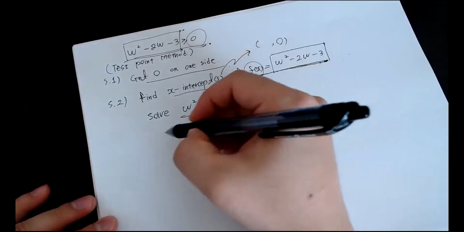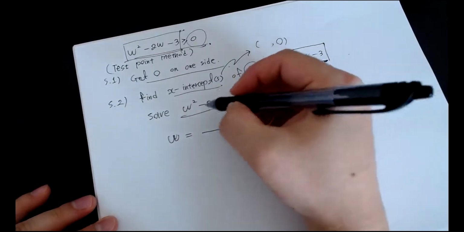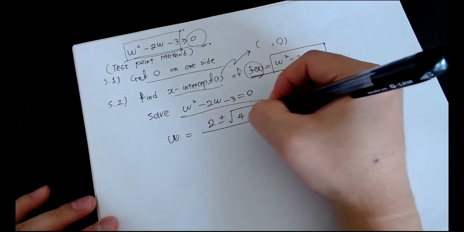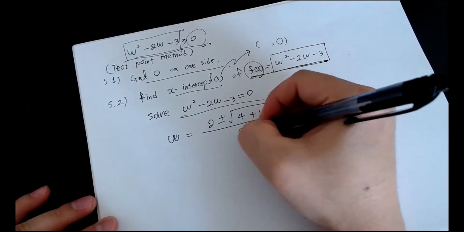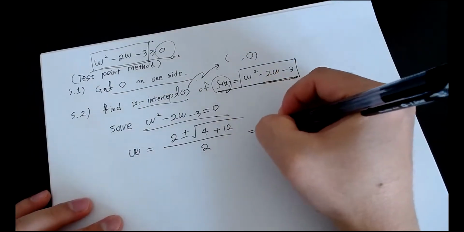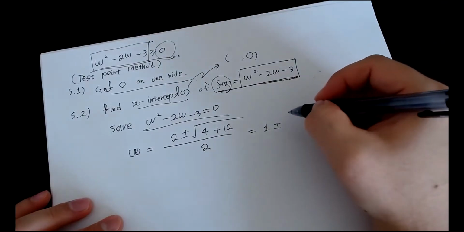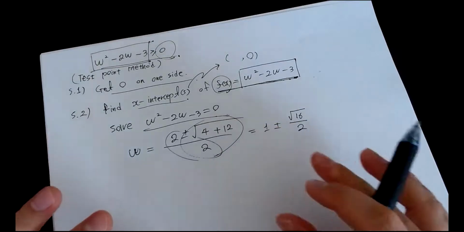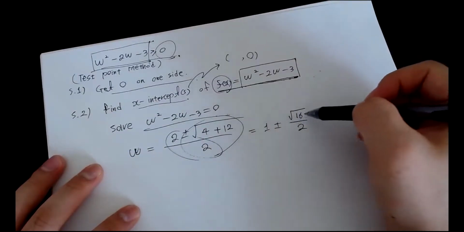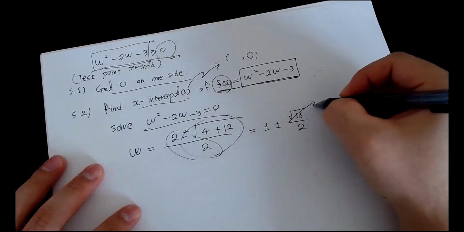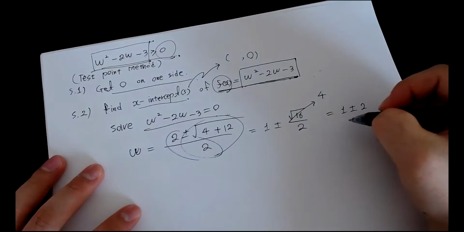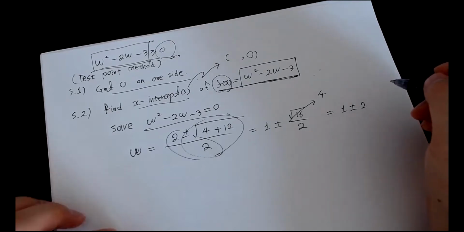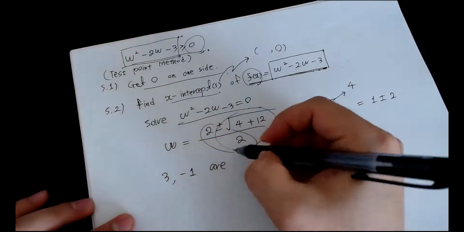Now I'm going to use the quadratic formula. w is equal to minus b, which is 2, plus or minus the square root of b squared minus 4ac, so 16, divided by 2 times a, which is 2. Then this is equal to 1 plus or minus the square root of 16 over 2, because I break up the fraction as 2 over 2 plus or minus the square root of 16 over 2. But 2 over 2 is nothing but 1, so we got this. The square root of 16 is 4, so we got 1 plus or minus 2, which is 1 plus 2 and 1 minus 2, which is 3 and negative 1. So 3 and negative 1 are the solutions.